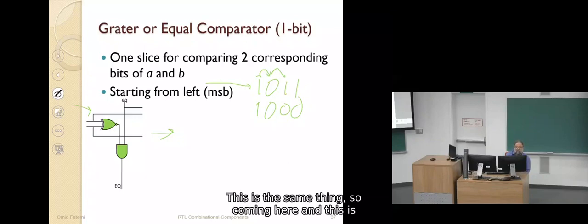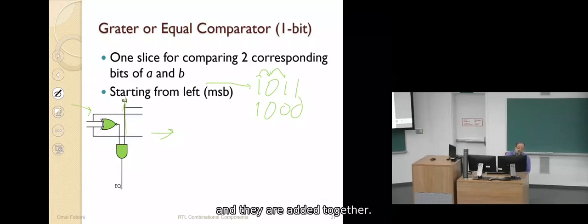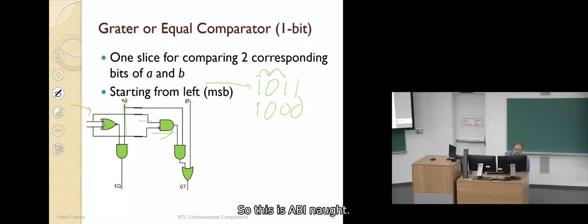So coming here, and this is equal from the previous stage, and they are ANDed together. Okay. And what was the greater circuit? It was just a minterm. A I, B I not. So this is A I, B I not. Okay? So this is the greater than here. So this shows if A I is greater than B I or not.